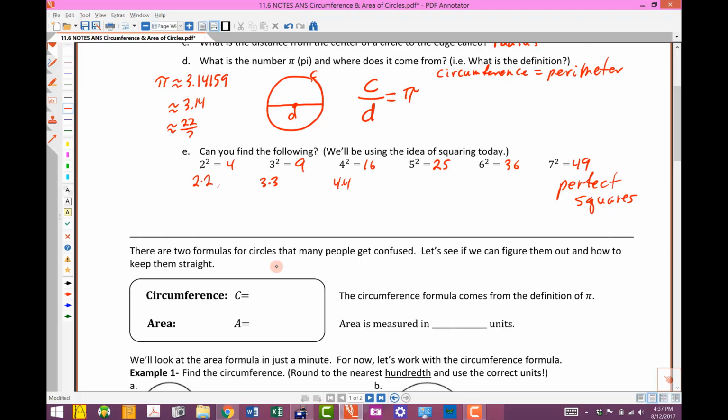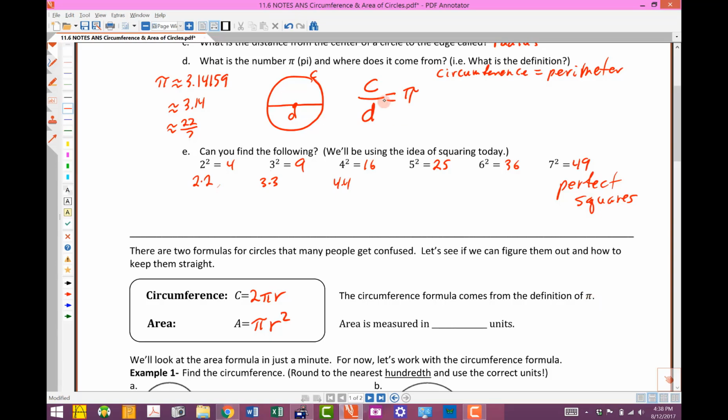And I'm going to show you a way that you can keep these straight. So here are the formulas. The circumference formula is 2 pi r, and the area formula is pi r squared. So the circumference formula comes from the definition of pi. So I'm actually going to show you where this comes from.